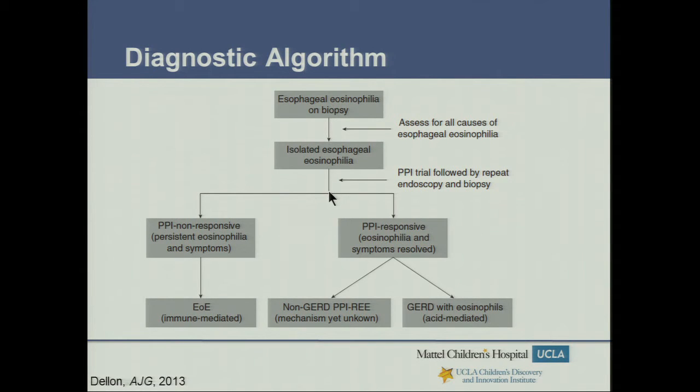And the reason why this has to happen is because we know that about 50% of patients will have what's termed PPI-responsive esophageal eosinophilia. And these patients potentially have an element of GERD that's contributing, but they may also just have this separate disease entity of this PPI-REE. If the eosinophilia persists, they then fall down this pathway and end up earning themselves a diagnosis of EoE.